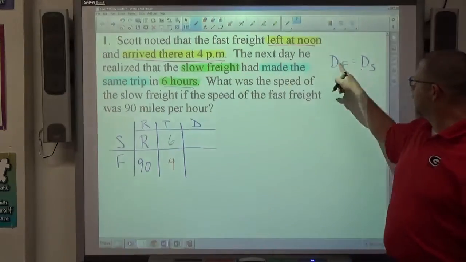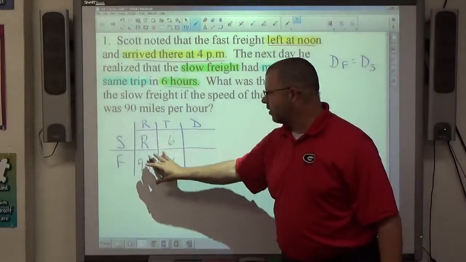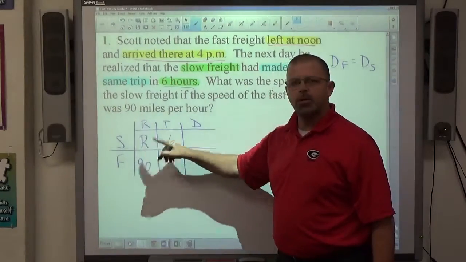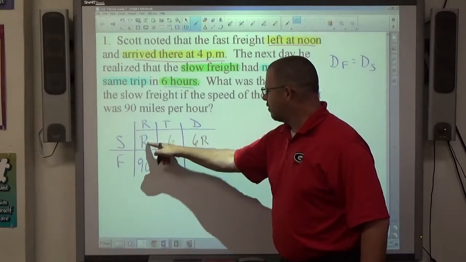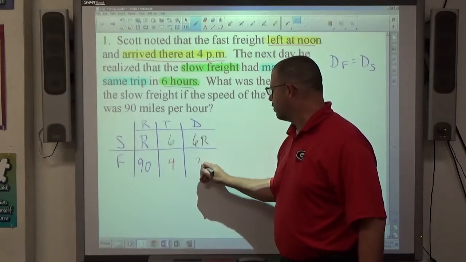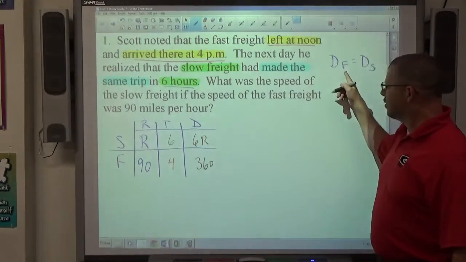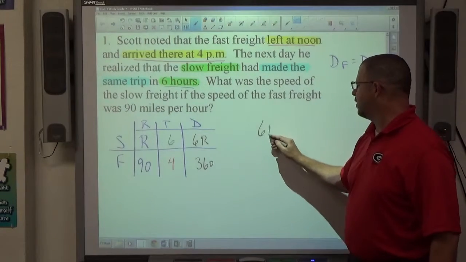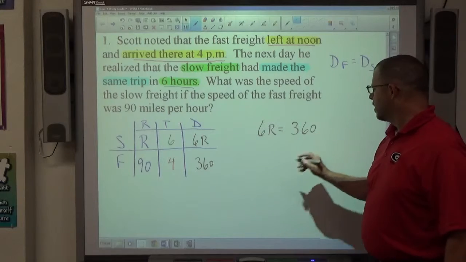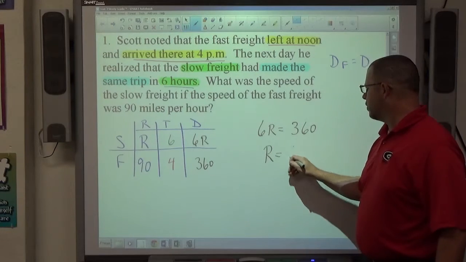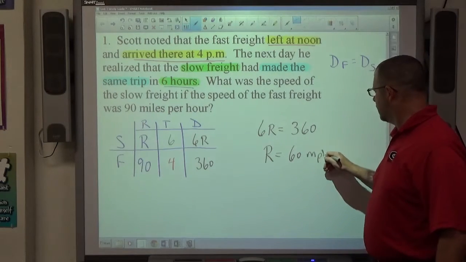Once I've established the distances are equal, the next thing I want to do is establish rates and times using at most one variable. Then rate times time equals distance. So 6 times R for the slow freight, and 90 times 4 is 360. I know the distances are equal to each other, so the slow freight's distance, 6R, equals the fast freight's distance, 360. Divide both sides by 6, and we get R equals 60 miles per hour.